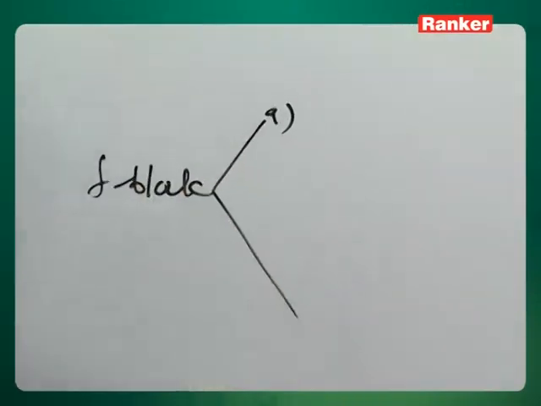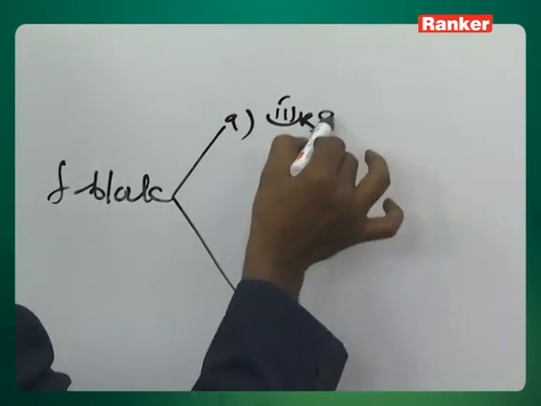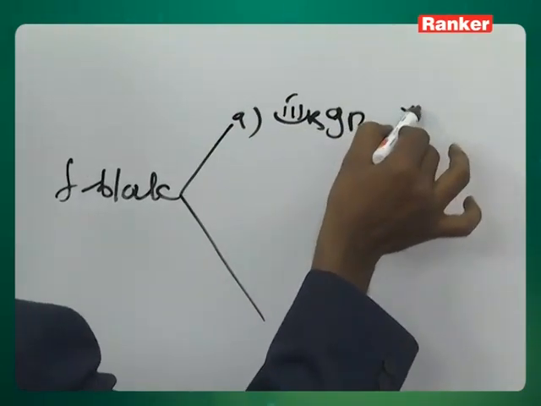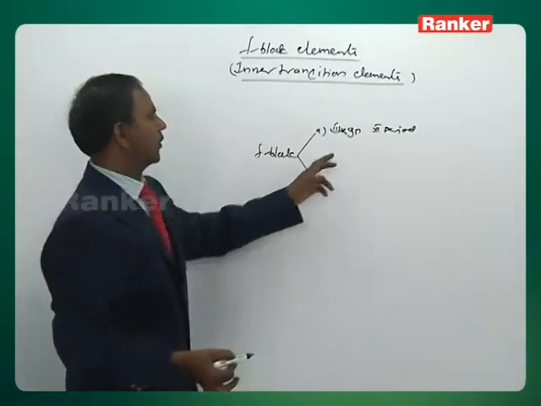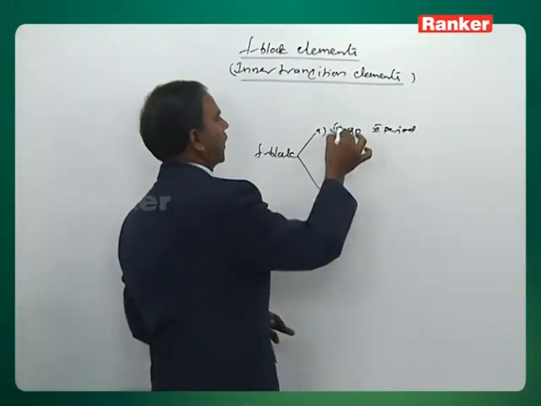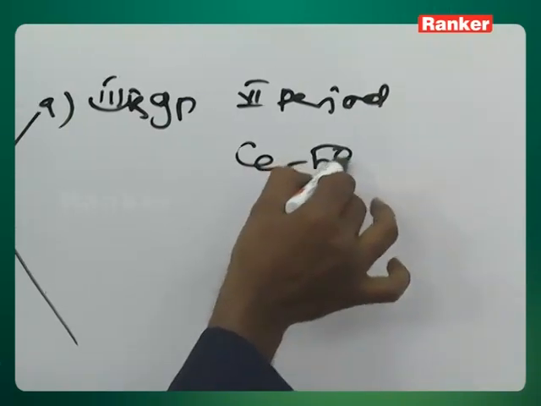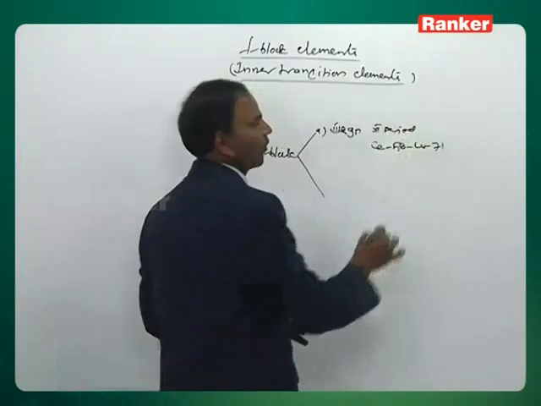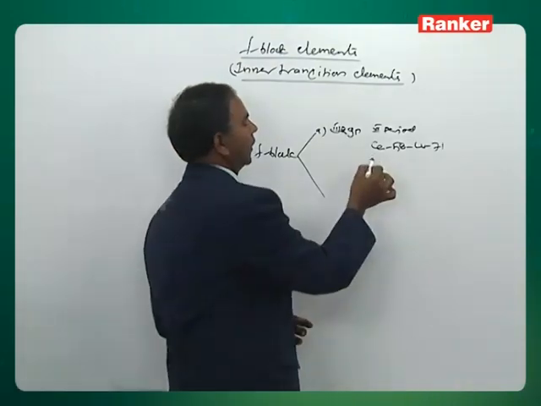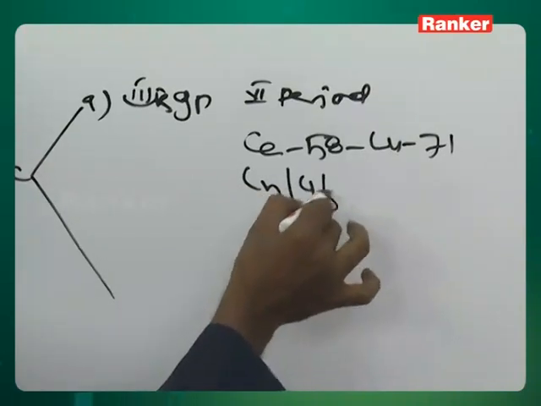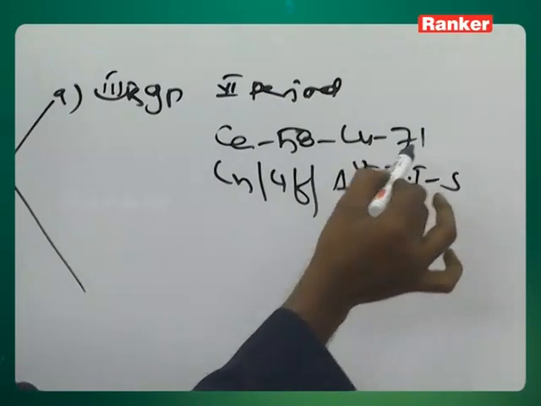A. The 14 elements of third B group and sixth period, starting from cerium 58 to lutetium 71. Cerium 58 to lutetium 71 are known as what? You can say lanthanides, or you can consider the 4f series, or you can say the first inner transition series.